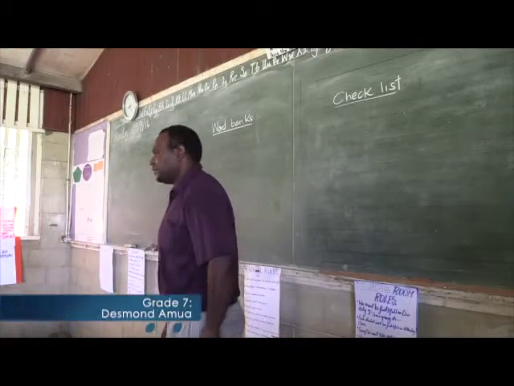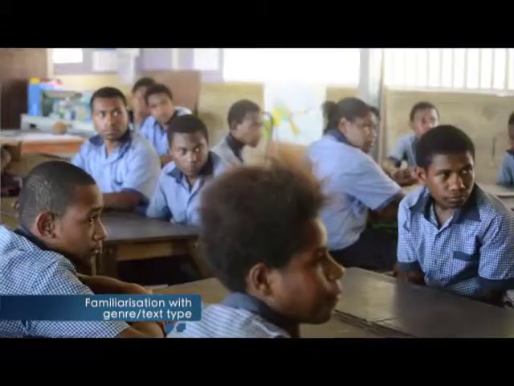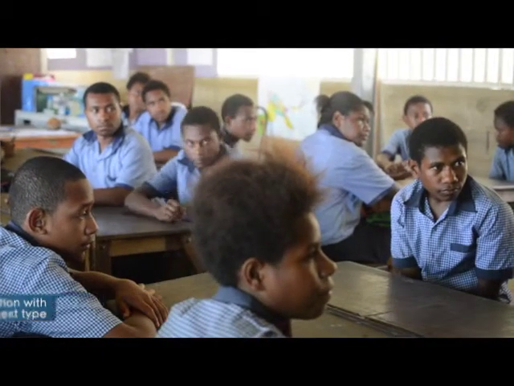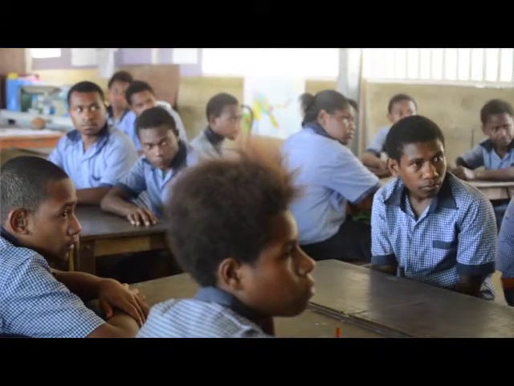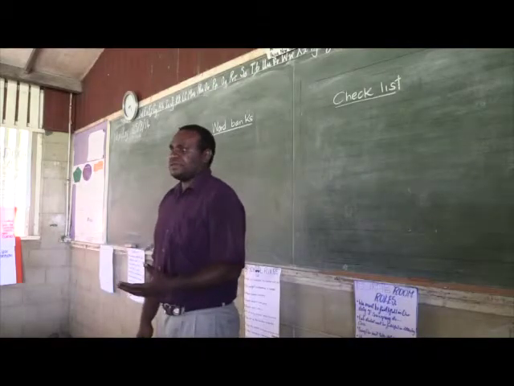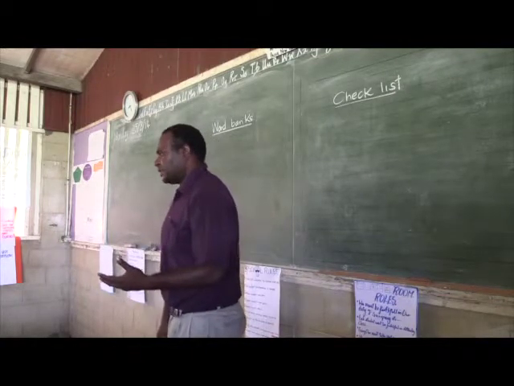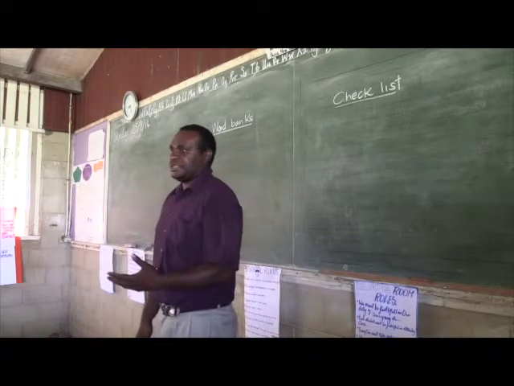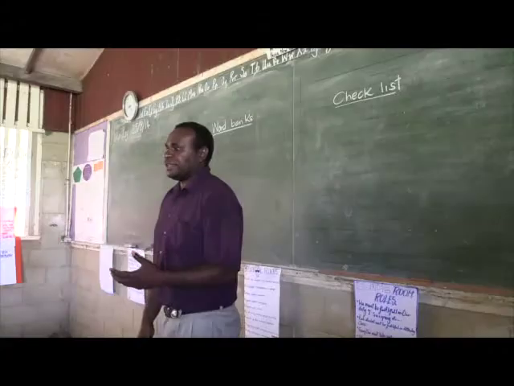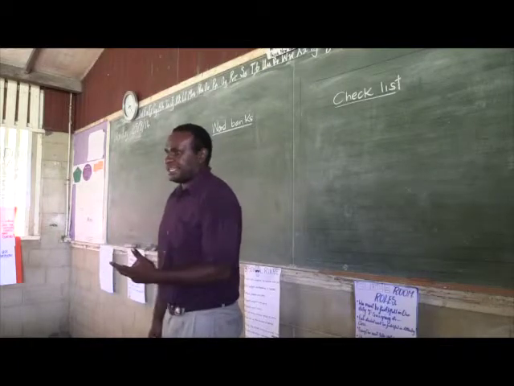Alright, this morning we are going to look at text types, general text. We are going to be familiarized with what this text actually is. I will be giving each of you a copy of a text which you will read in pairs, and then we will go through the text together to understand how it is structured and see the features of the text, and we are going to identify what general type of text this is.